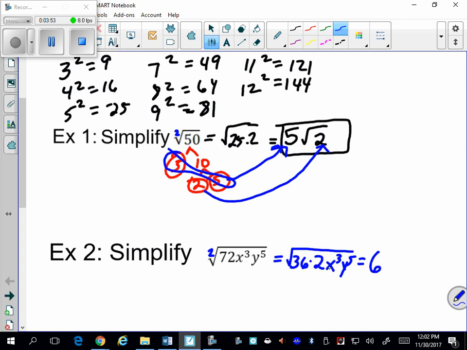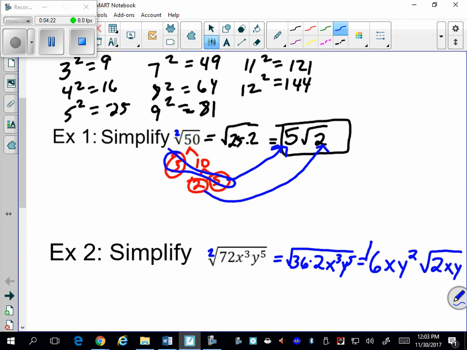For the square root of x to the third, you can take one pair, or square; you can divide 3 by 2 once, so there's x to the first outside. How many squares can you divide out of y to the fifth? There's 2 of them. And what's left inside is 2, 1 x, and 1 y. So that's doing it with perfect squares.